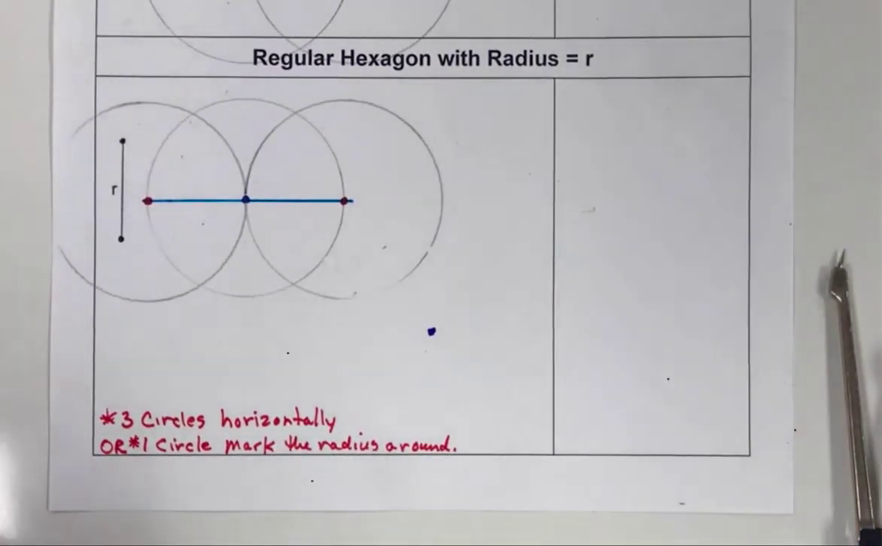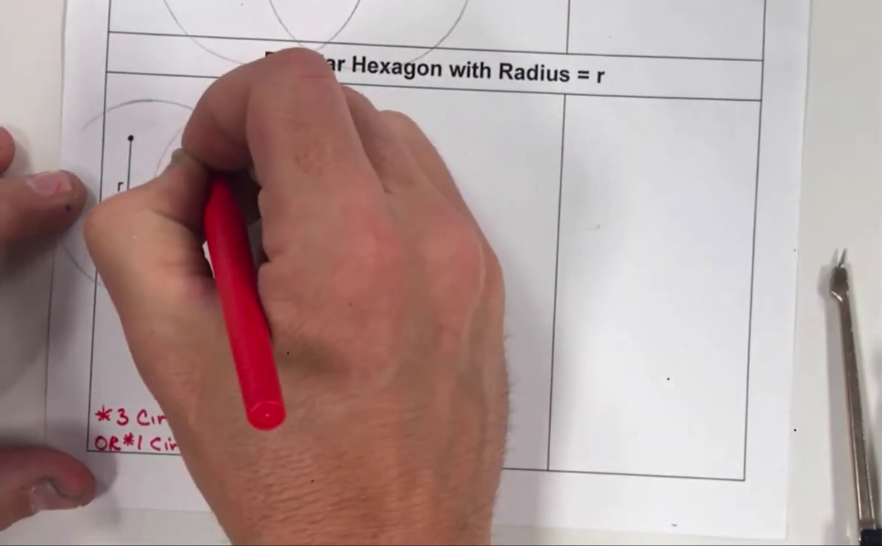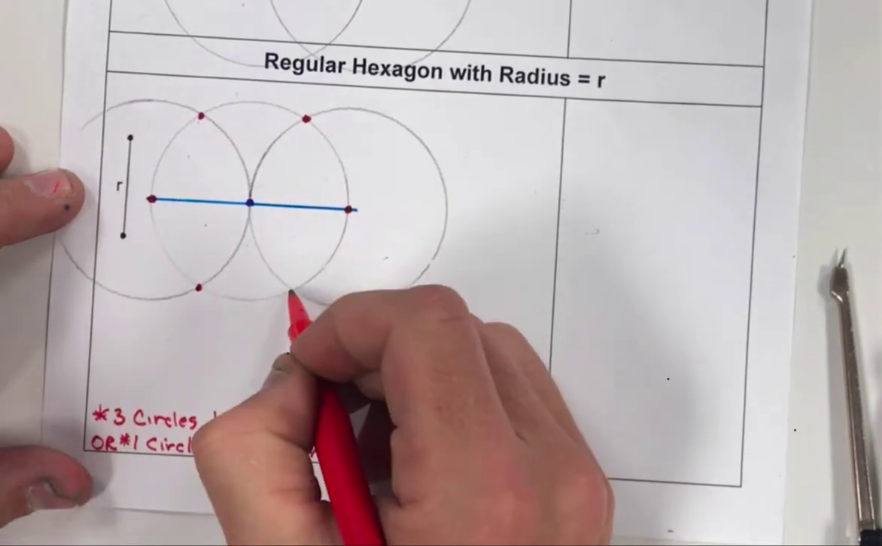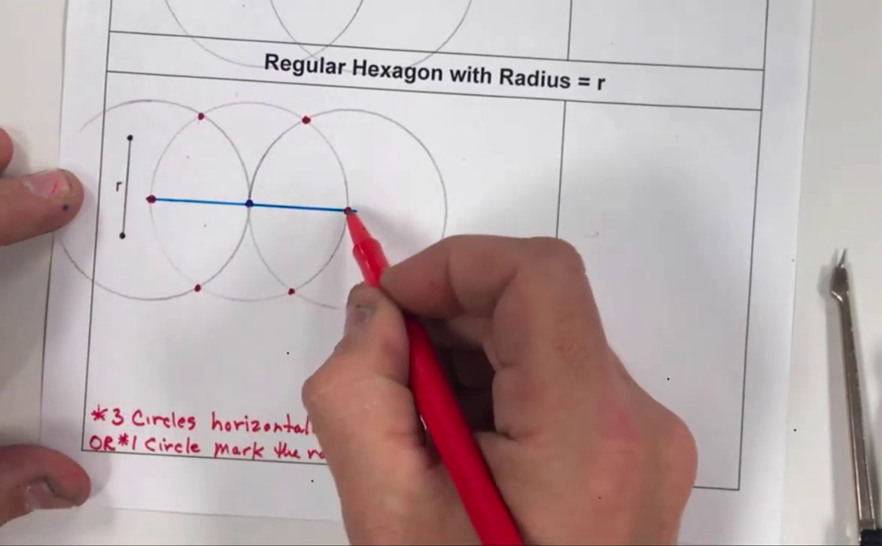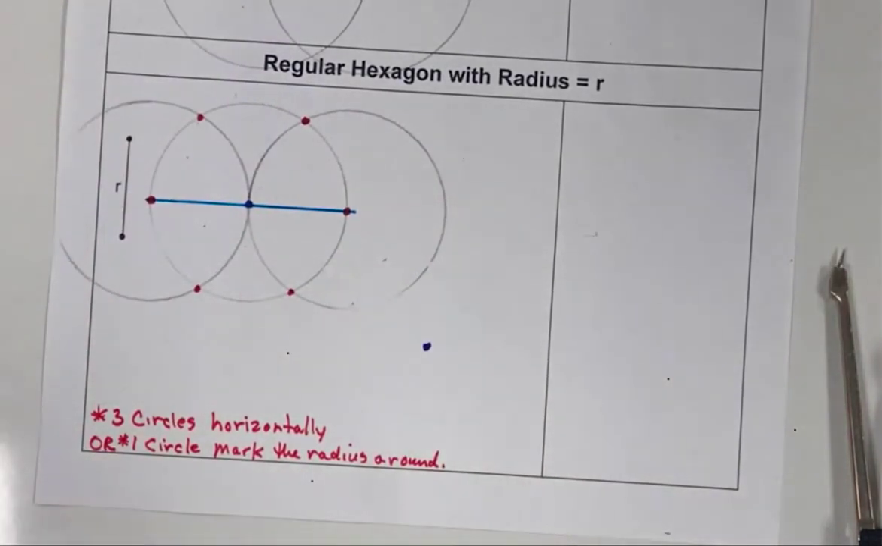Now, the points of where these 3 circles all intersect, what you're essentially making is a regular hexagon, because all of these distances that you're going to see here in a moment are all the same distance apart. This distance from here to here is the same. This distance from here to here is the same. And what you're looking at then eventually is a hexagon.